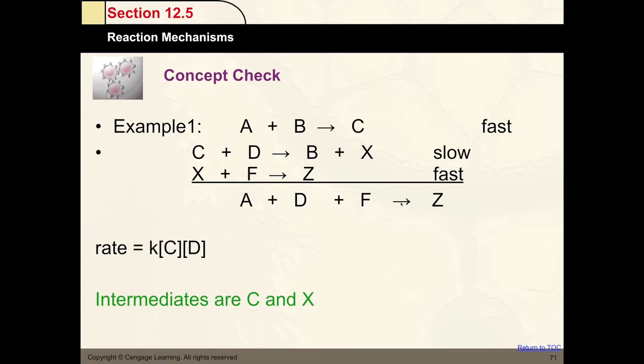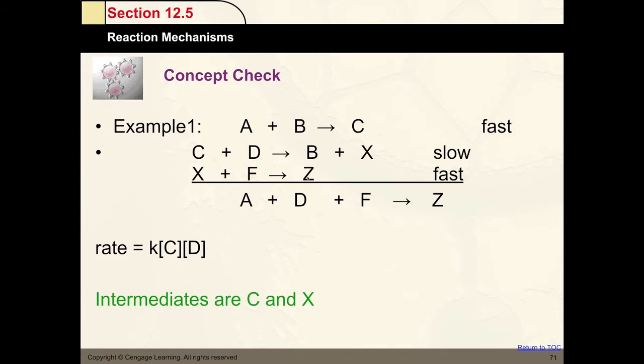And an intermediate here is something that is going to be the C and the X. It's something that was not added. It just appears. And as you can see, initially you added A and B and you made C. So C just appears. And then it goes on to react with something else, in this case D, to make B and X. And those go on to make X and F to make Z.